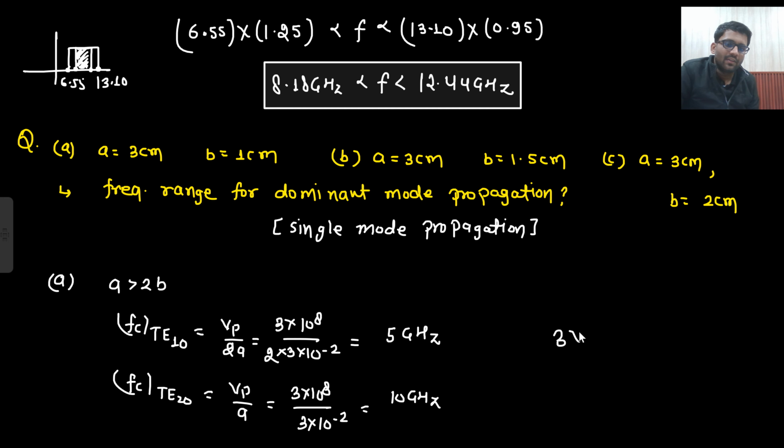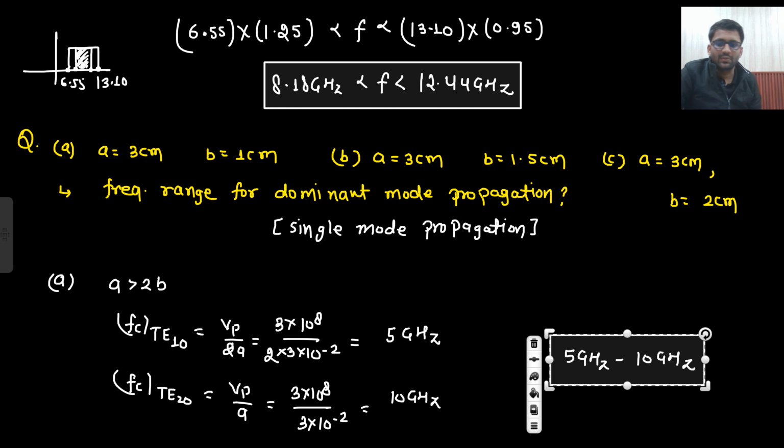If I had done Vp by 2B, then what would be the answer? 15 gigahertz would be the answer. But that I don't need. I need the second lowest. So what is the frequency range? Between 5 gigahertz to 10 gigahertz. Here the frequency range is 5 gigahertz to 10 gigahertz. Let's check the second case.